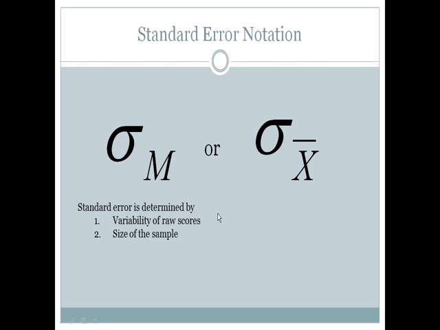Remember, the symbol for the standard deviation of a population was just sigma. The symbol for standard error of a distribution of sample means is either sigma capital M or sigma x bar. The capital M and the x bar just are used to symbolize the mean. So the standard error of the mean is determined by two factors. One is the variability of the raw scores, and two is the size of the sample.